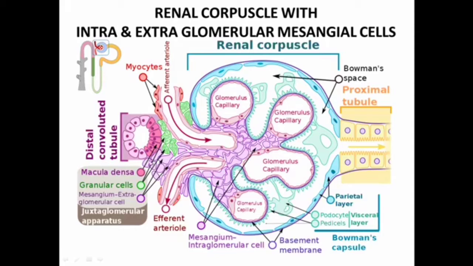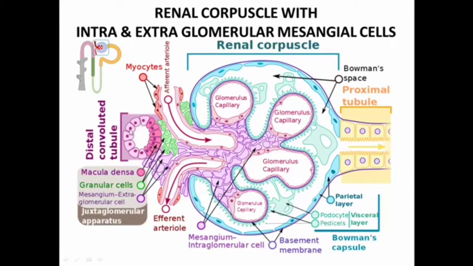So these all three are collectively called the juxtaglomerular apparatus. We have already discussed these extraglomerular mesangial cells. Now we will come to the discussion about the macula densa and the juxtaglomerular cells, or the granular cells. First, we will talk about the macula densa.